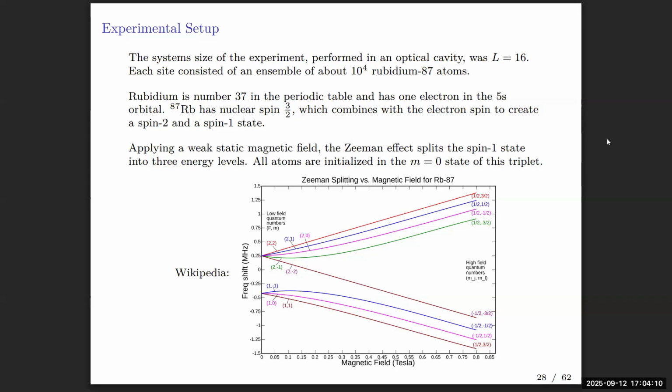Because apparently rubidium 87 is so standard for the Zeeman effect, which I didn't realize, that if you just go to Wikipedia, the Zeeman effect, they'll show you exactly rubidium 87, which is the one they looked at. So it's very easy for me. I could just take the Wikipedia figure.